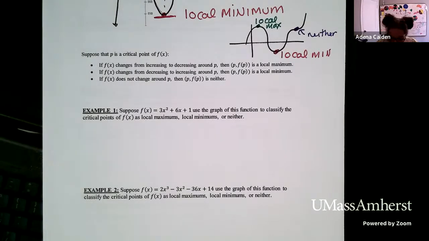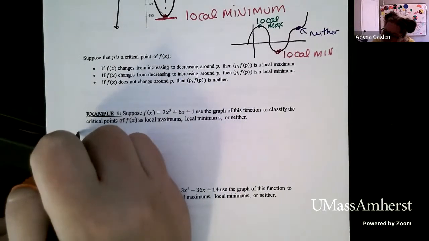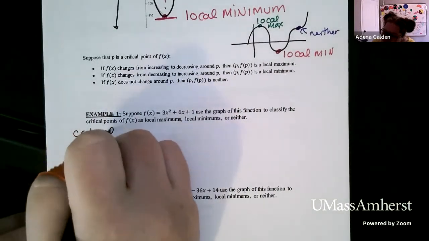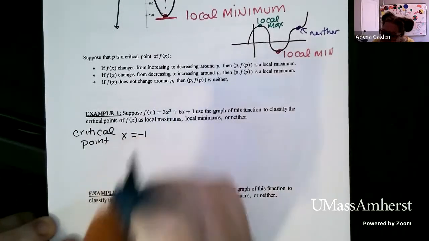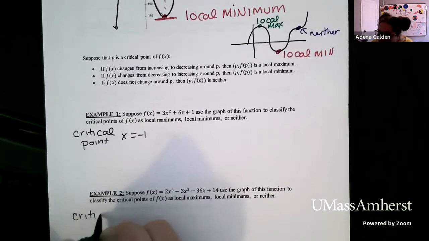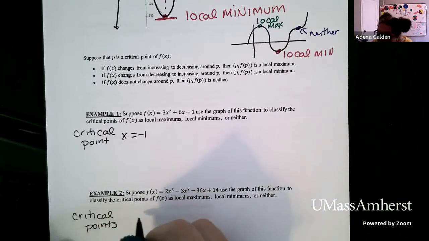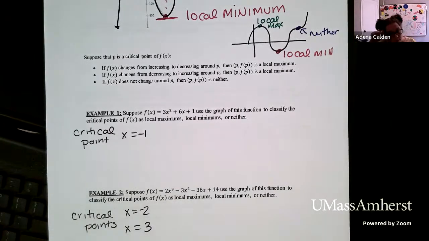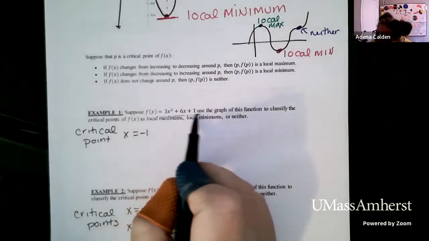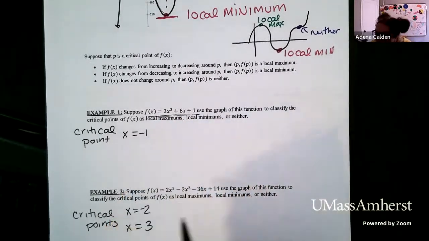So what I'm going to do is just write down what the critical point was. If you want to double check the math on it to just practice, that's fine. So this is x equals -1 for this critical point. We had 2, so we had x equals -2 and x equals 3. And we are trying to figure out were these local maximums, local minimums, or neither by graphing the original function and looking at what's happening at that point.